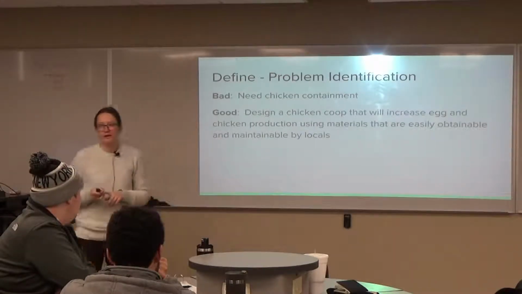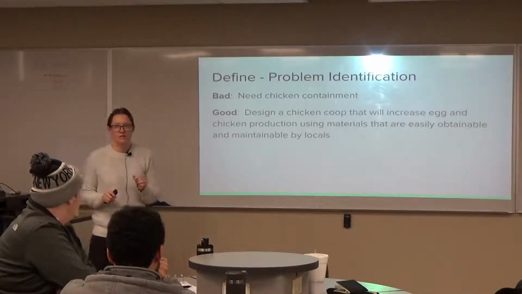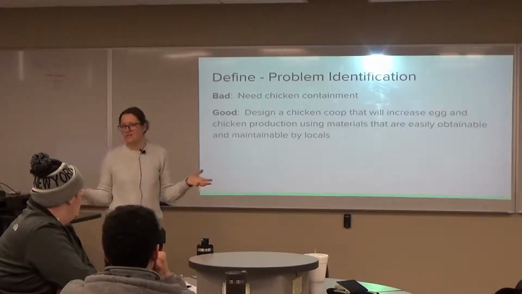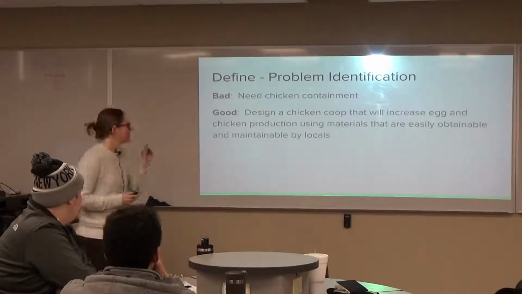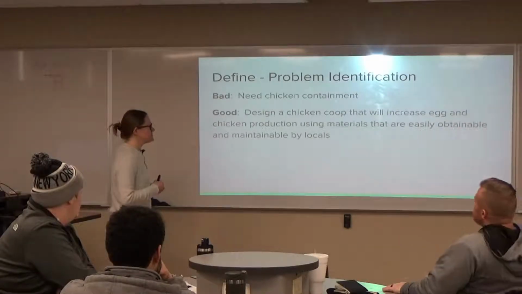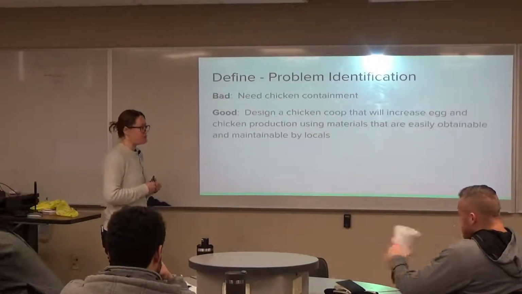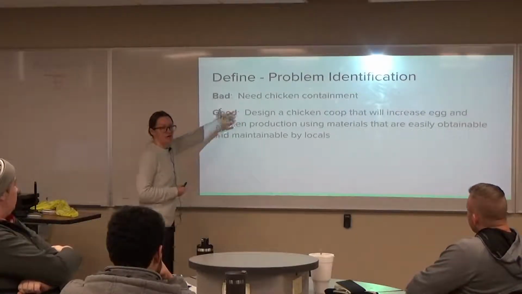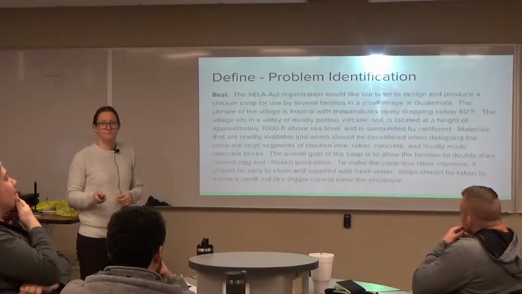So here's an example of what a problem identification would be. A bad one, a good one. Need a chicken containment. Okay, we're going to contain some chickens in something, right? Well, that's not very descriptive, right? Here's a good one. Design a chicken coop that will increase egg and chicken production using materials that are easily obtainable and maintainable by locals. That's a lot more descriptive, right? Now we know why we're actually building a containment, like what its purpose is, okay? So you want to make sure that your problem identification includes some more details.